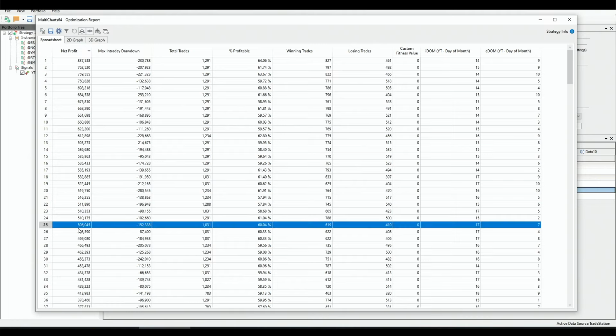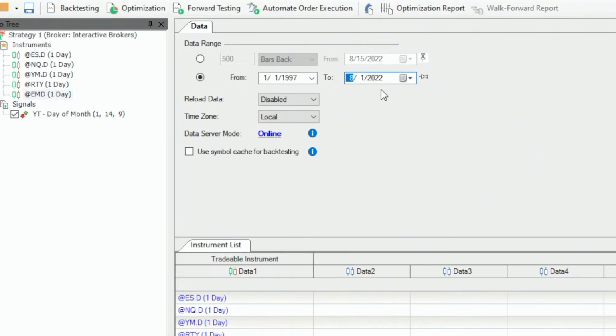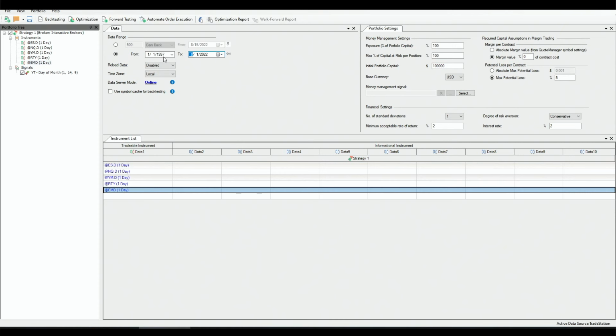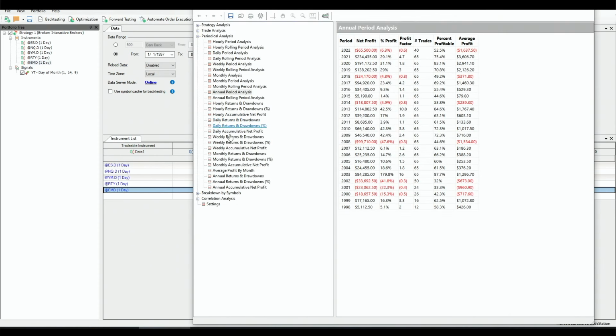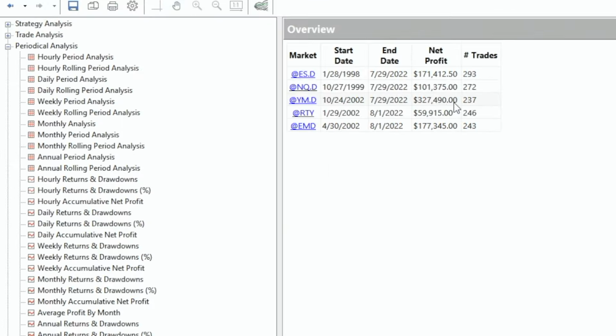Look at this, the top 25% are making more than $500,000. This test was done on this chunk of data, August 1997 till August 2022. And the best combination is 14 and 9. That means on the 14th trading day we enter, and we exit on the 9th trading day. And the performance is this. We can see the breakdown by symbol. The Dow Jones is doing amazing, 327. The next best is the mid-cap, then the S&P 500, and finally the NASDAQ.